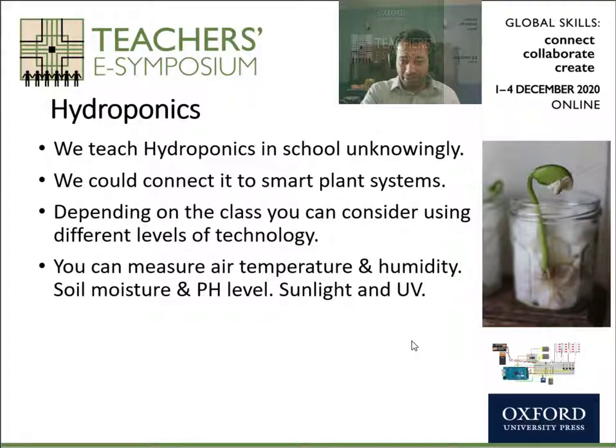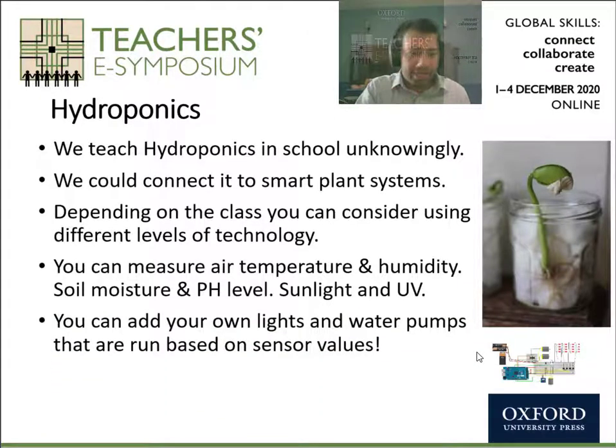As I was mentioning, you can measure air temperature, humidity, soil moisture, pH level, sunlight, and even UV. So UV is quite an important thing to measure, don't you think? Because if you know how much ultraviolet is hitting your body, you know how dangerous it is to be outside for long, and what SPF value sunscreen you should be using. You can add your own lights or water pumps that run based on sensor values. And that's the best thing. You have sensors, so you can basically teach automation at a pretty young age. And then you have already educated students about currently available jobs, at least high-level ones.